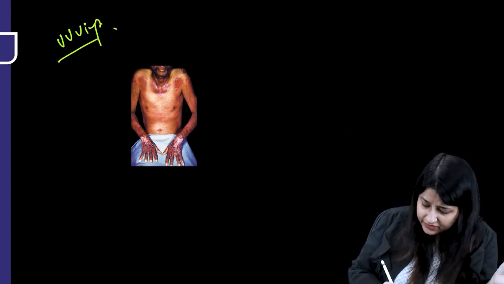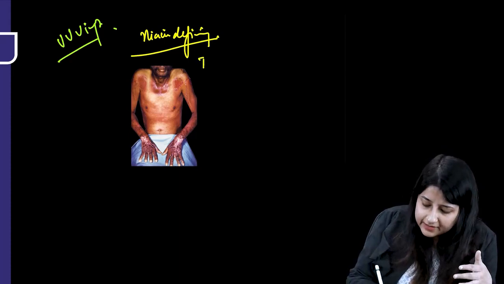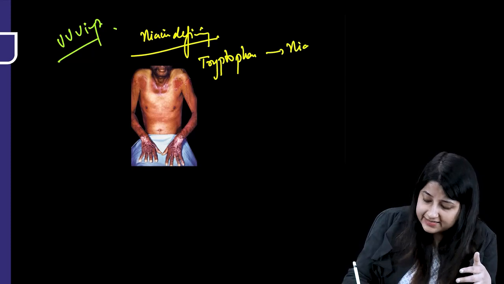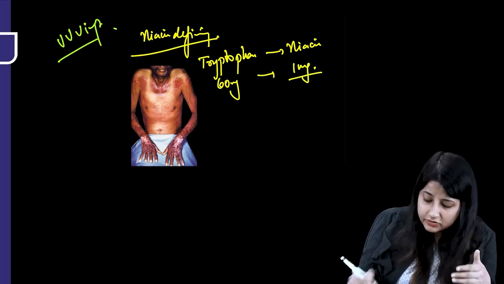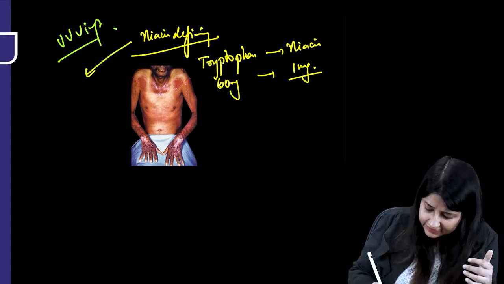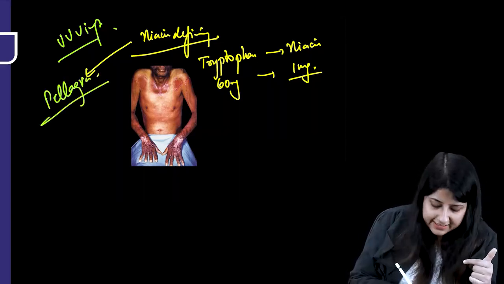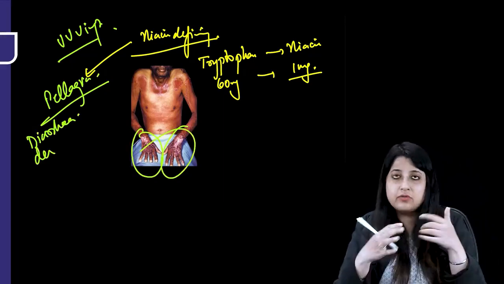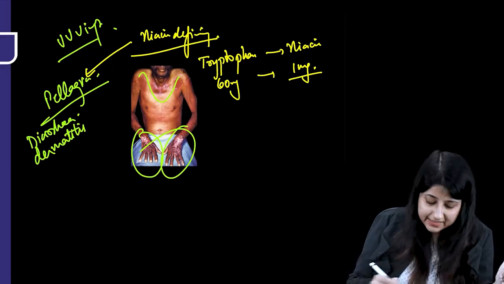Now here the person suffers from which deficiency? The person is suffering from niacin deficiency. Now what happens? Tryptophan gets converted to niacin, and 60 milligram tryptophan gives 1 milligram of niacin. So deficiency of niacin leads to what is known as pellagra. In pellagra, it presents with diarrhea, dermatitis. Can you see this? Bilateral dermatitis over sun exposed area. Here also dermatitis.